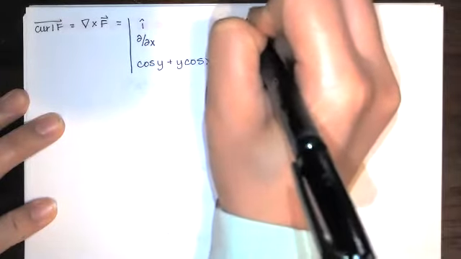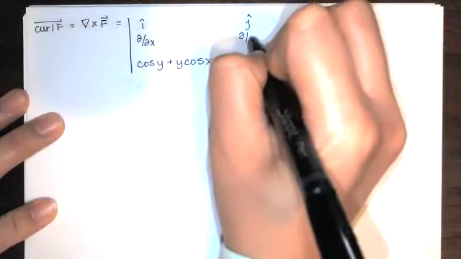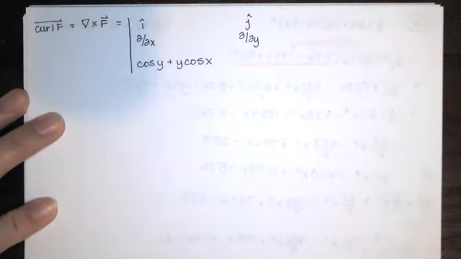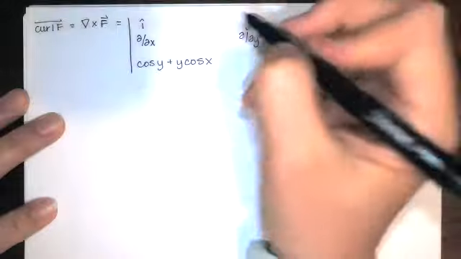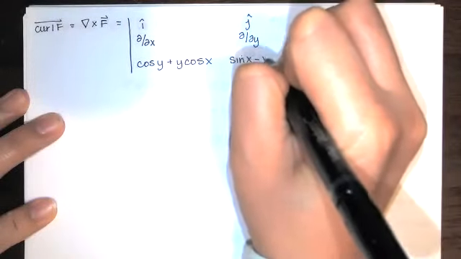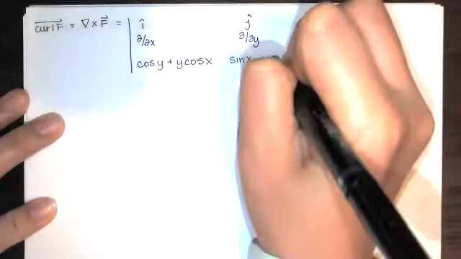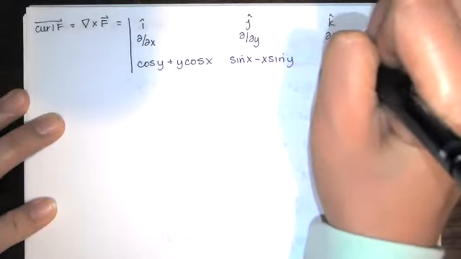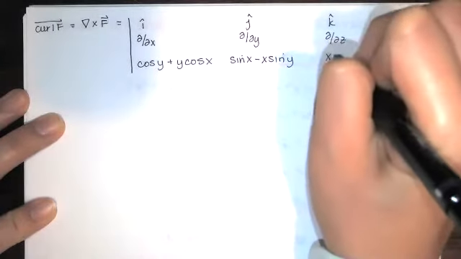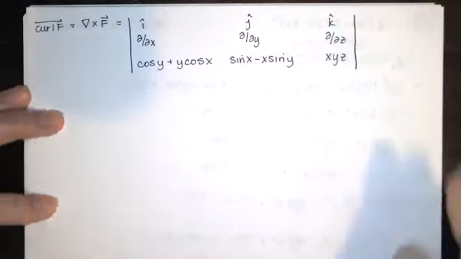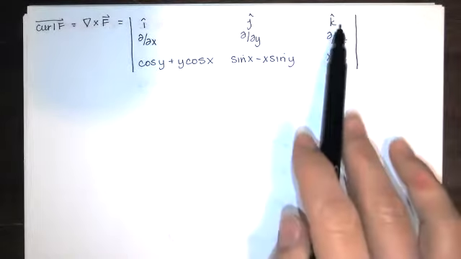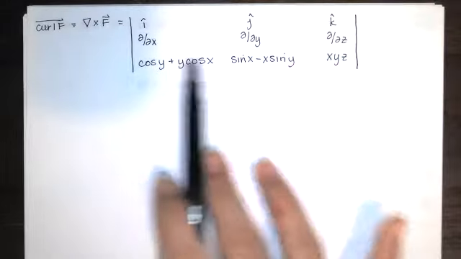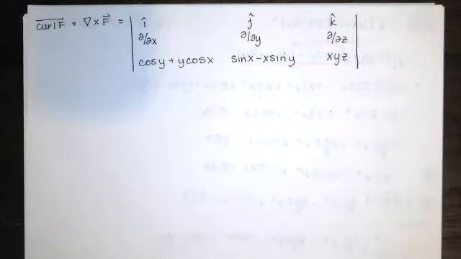plus y times cosine of x. And then in this column, we'll have j hat, the partial with respect to y operator, and then the y component of f, which was sine of x minus x times sine of y. And the last column will have k hat, the partial with respect to z, and the z component of our field. So that's that. So notice you have i hat, j hat, and k hat, the del operator in the second row, and the third row you have m, n, and p, the components of your field.